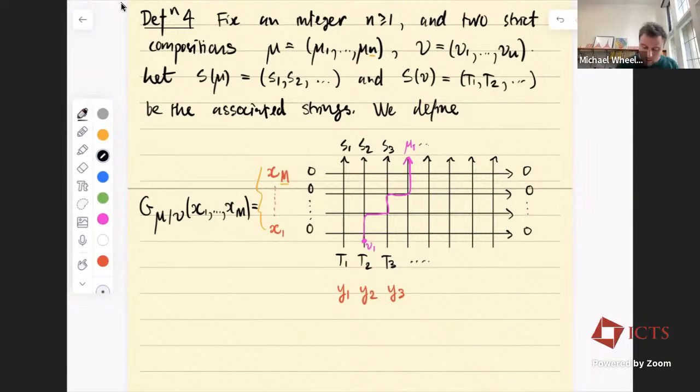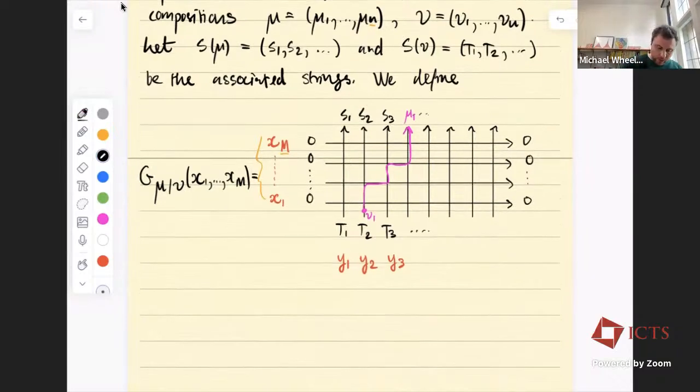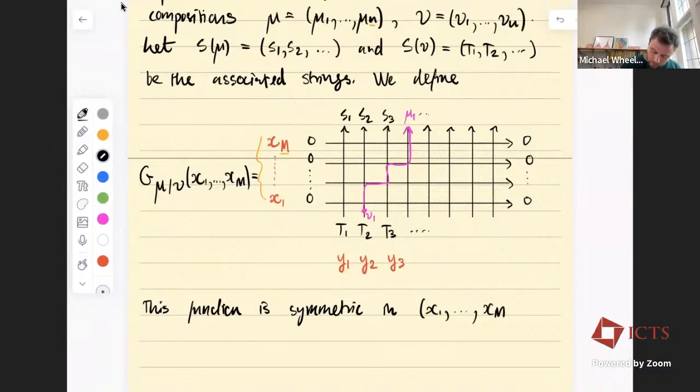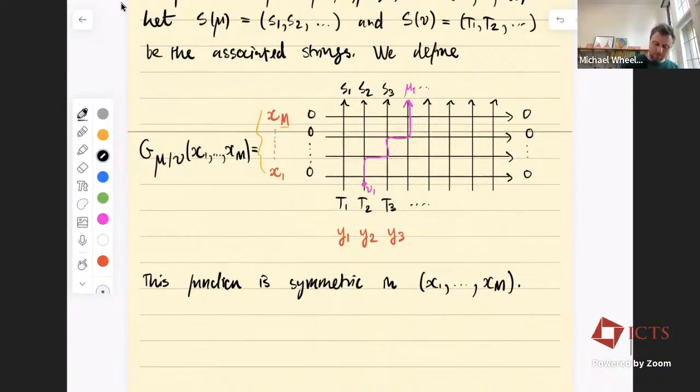Okay. So unlike the previous two, well, this function is symmetric in its first alphabet, x1 up to xm. So the proof of the symmetry, I'll leave it as an exercise for those who maybe have not seen this before. It's a very standard proof.